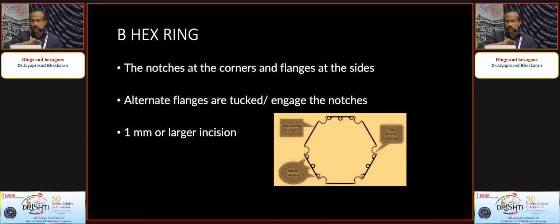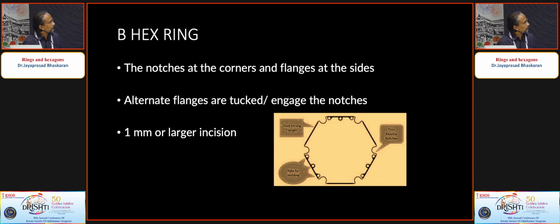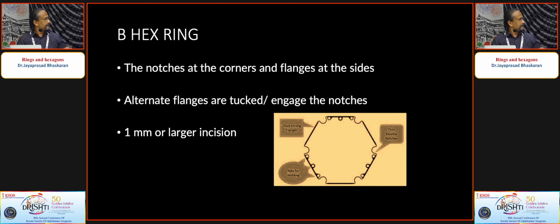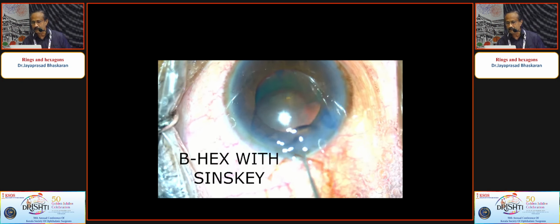And this has flanges and small notches at the edges. Alternate flanges, this one, this and this, will go under the iris, whereas these ones will remain above the iris, and these notches will engage the pupillary margin. The alternate flanges will go above and below the pupillary margin of the iris.